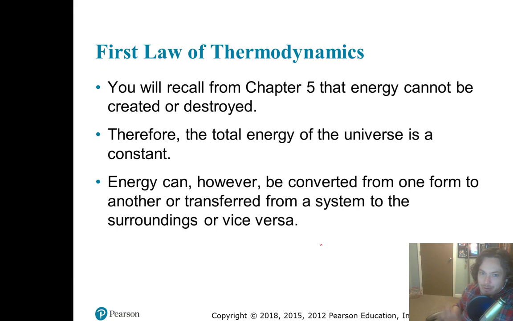All right. First law of thermodynamics. Okay, not a biggie, but very, very important regardless. Energy cannot be created or destroyed. The first law of thermodynamics. Energy cannot be created or destroyed. Therefore, when the Big Bang happened, there was a certain amount of energy in the universe, and that amount of energy is all of the energy in the universe from then on forever.